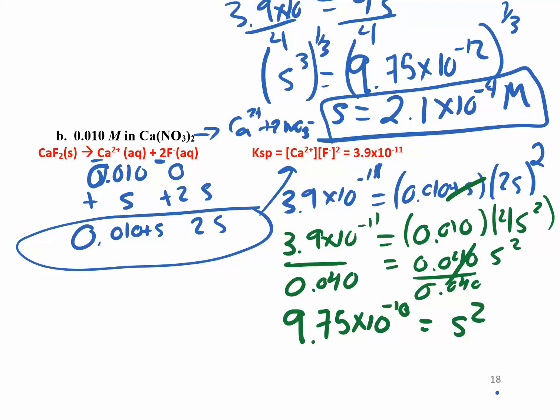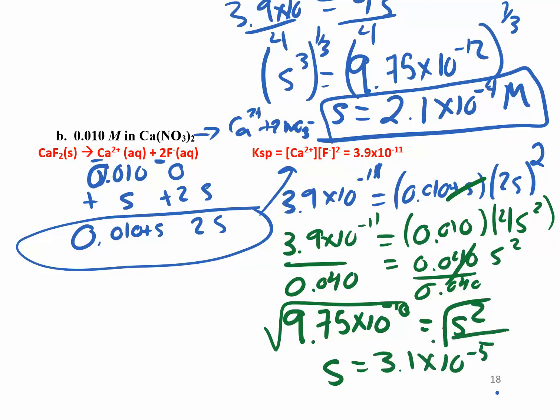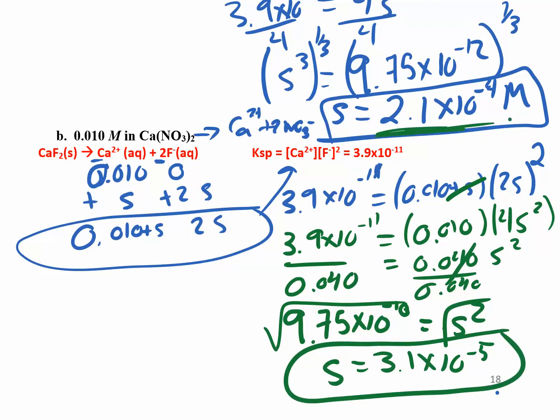So you get 9.75 times 10 to the negative 10, and then you just want to take the square root of both sides, or raise it to the 1/2 power, and you get S is 3.1 times 10 to the negative 5. So in just water, the solubility was, and again, this is molar, don't forget your units, 2.1 times 10 to the negative 4. When you add a common ion, the solubility decreases to 3.1 times 10 to the negative 5.